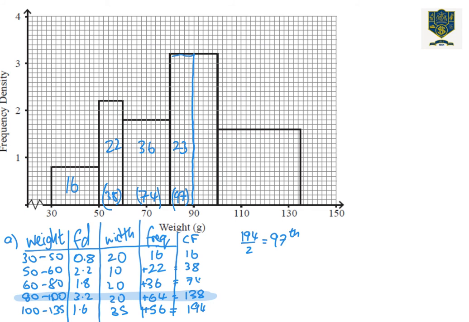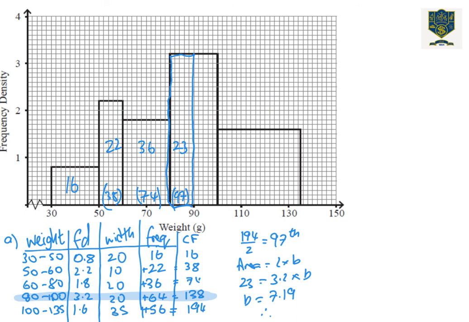So we know that the area of this bar is 23. We know the height of the bar, so we can work out the width. So area is length times breadth. The area is 23. The height was 3.2 multiplied by the breadth. So if we divide 23 by 3.2, we get the breadth of the bar to be 7.19.